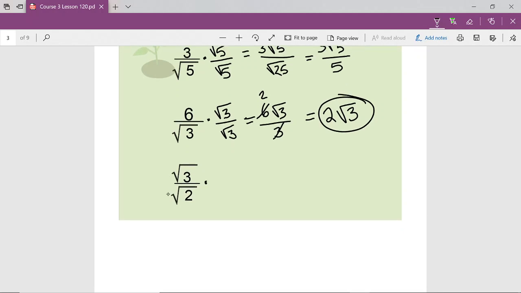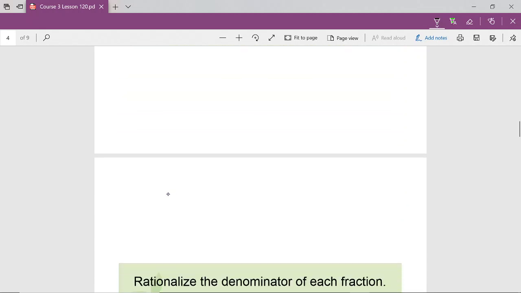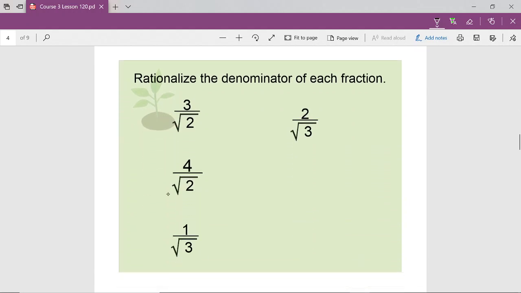Okay, we see radicals in both numerator and denominator, but our process doesn't actually change. We still multiply by that radical in the denominator, so root 2. We get, well, root 3 times root 2, I can multiply those and get root 6 over the square root of 4, or just 2, and I leave it just like that since the square root of 6 can't be simplified anymore.